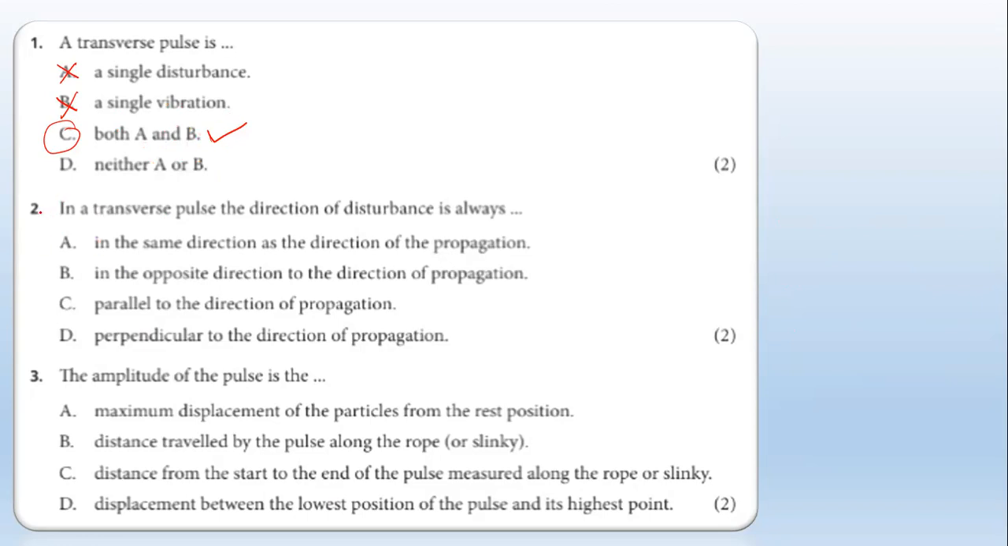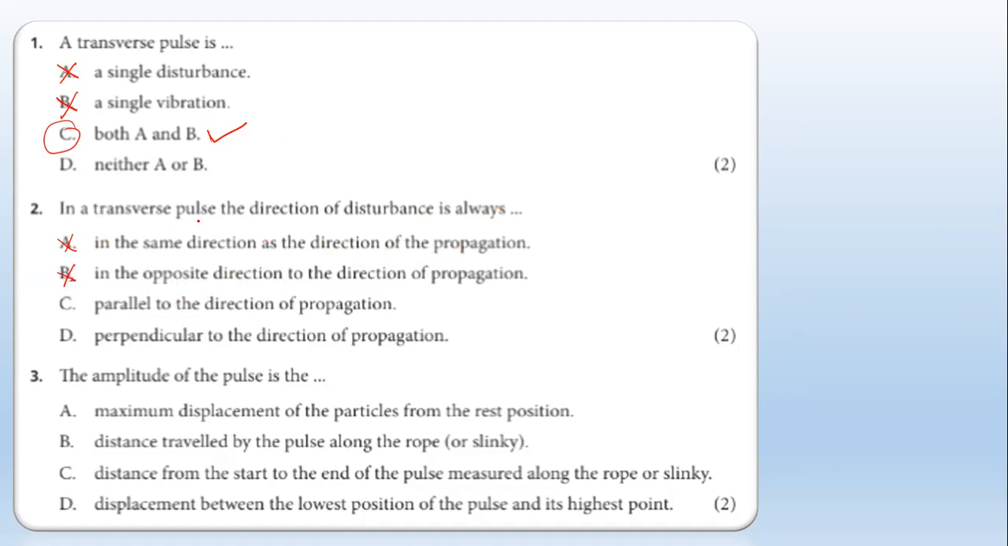Now let's move to question number 2. In a transverse pulse, the direction of the disturbance is always, we need to know, remember the disturbance is most definitely talking about the vibrations. The direction of the disturbance is always in the same direction as the direction of the propagation. No, this is totally out. It can't be in the same direction. In the opposite direction of the direction of the propagation? Nope, it can't be in the opposite direction.